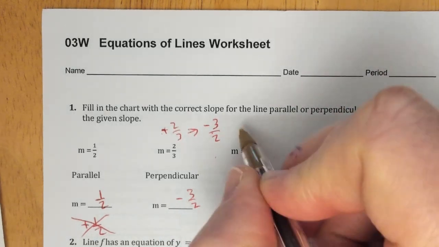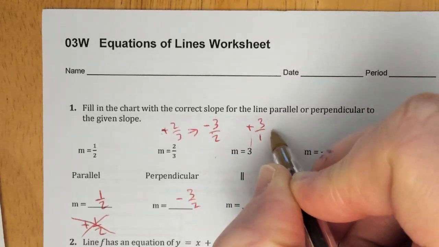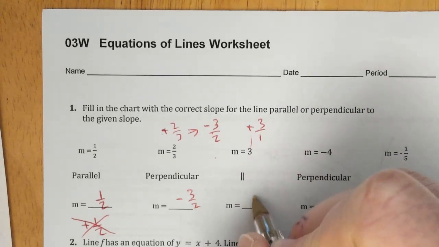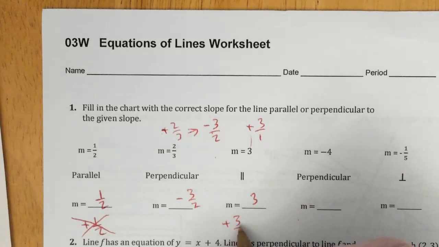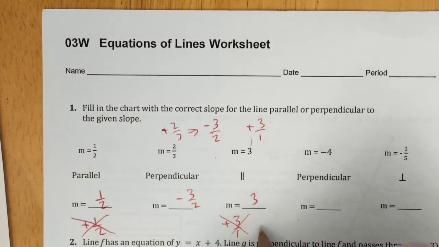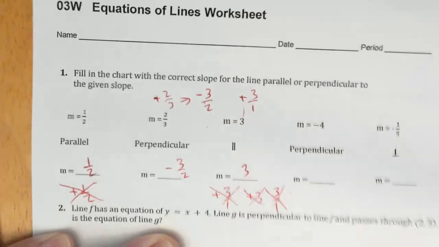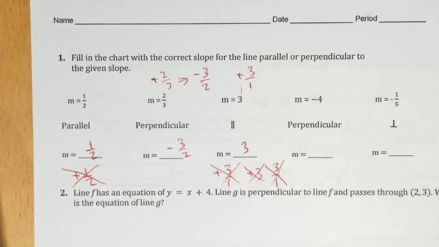Right here, we have a positive 3 over 1. For parallel, it stays exactly the same. So you would just give me the number 3. Now, if you give me a positive 3 over 1, it will be wrong. If you give me a positive 3, it will be wrong. If you give me 3 over 1, it will also be wrong. So you have to make sure that you clean these up as much as possible, and that is as clean as it gets. All right, sweet.